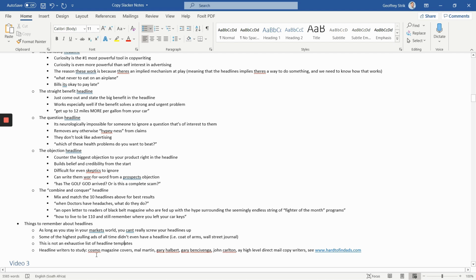Headline writers to study: Cosmo magazine covers. This is really an insider trick. If you just Google magazine covers, it'll show you plenty of different magazine covers where you can get inspiration for headlines which you can use. This is really a gold mine. If you ever have writer's block, give this one a try.